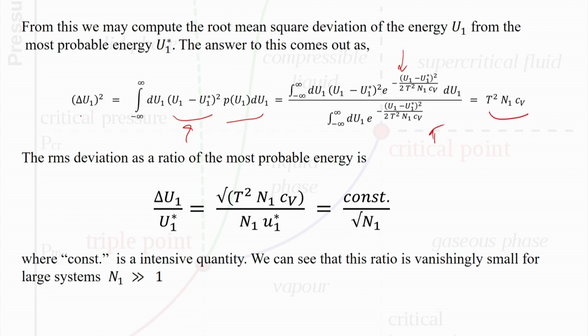But notice this is the square of the deviation. So now I look at the fluctuation of the internal energy, the estimate rather, in that ensemble, and I look at the ratio of that fluctuation with the most probable energy, and that comes out to be inversely proportional to the square root of the size of the system.